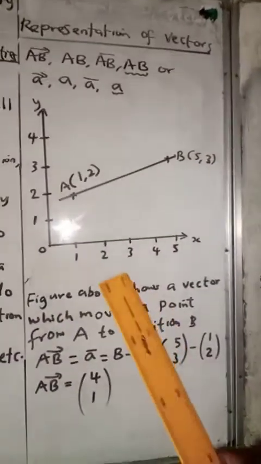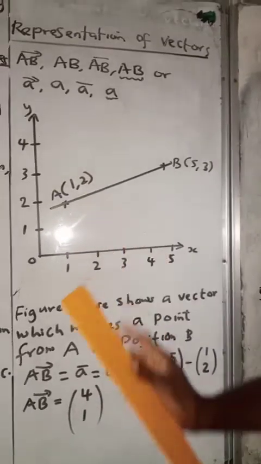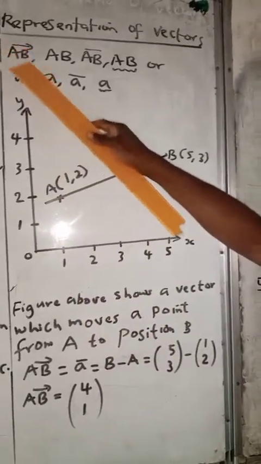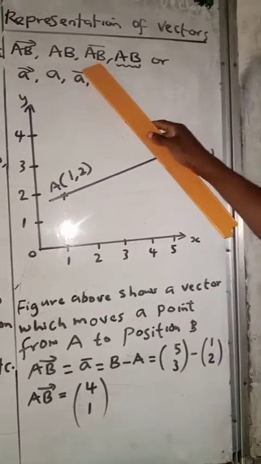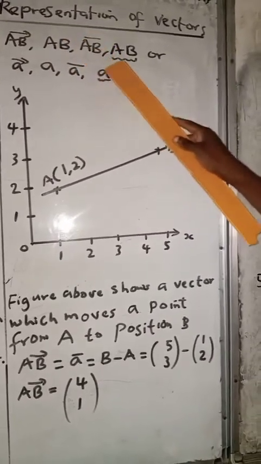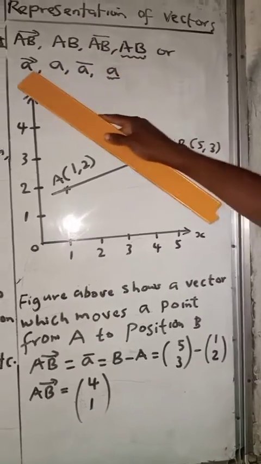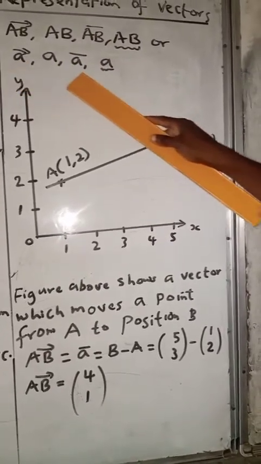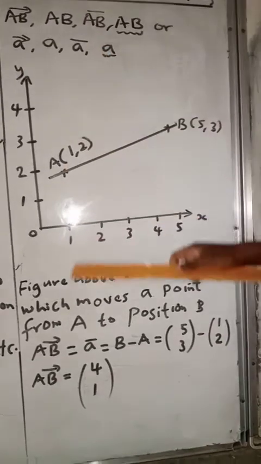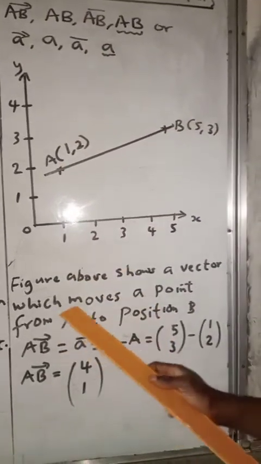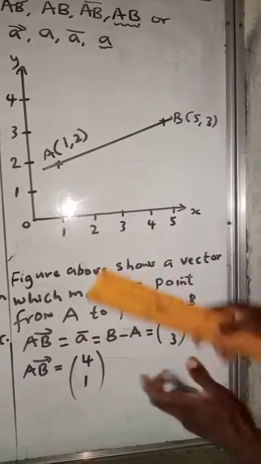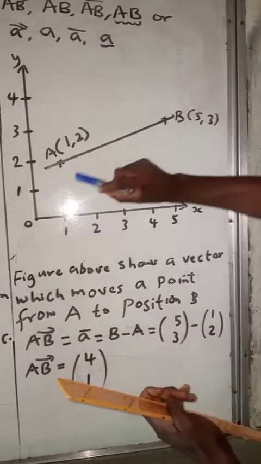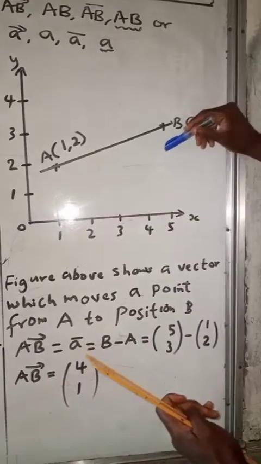Now, how do we represent a vector? Vectors can be represented as such. You can have vector AB with an arrow. You can have a vector AB, very bold. You can have a vector AB with a line, no arrow. You can have a vector AB this way. Or you represent it as a single letter in these formats. So now the figure above shows a vector which moves from a point A to position B. This vector is moving from point A to point B.